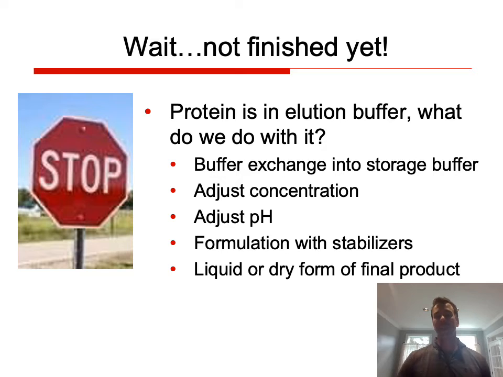So just because we have our protein of interest in our elution buffer, we may need to do other things with it for various pharmaceutical preparations or whatever you're using your protein for. So you may need to buffer exchange it into some sort of storage buffer. You may need to concentrate it. You may need to adjust the pH. You may need to formulate it with some sort of stabilizer, or you may need to lyophilize it, for example, and we'll talk through a couple of examples there.